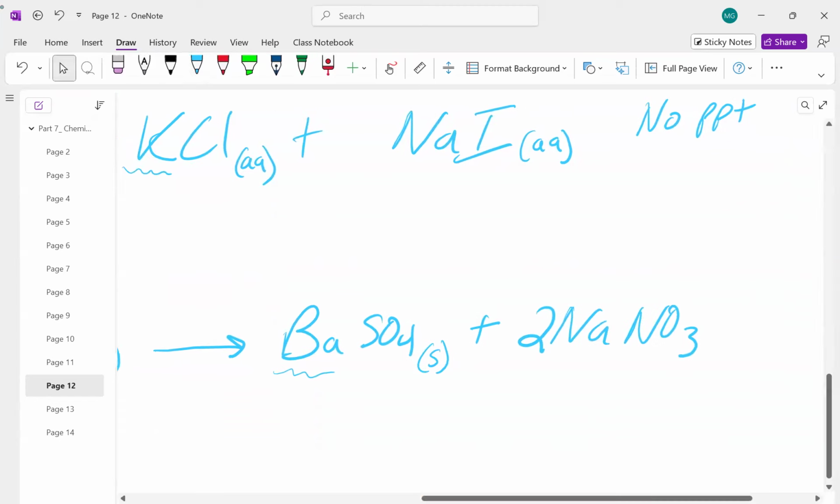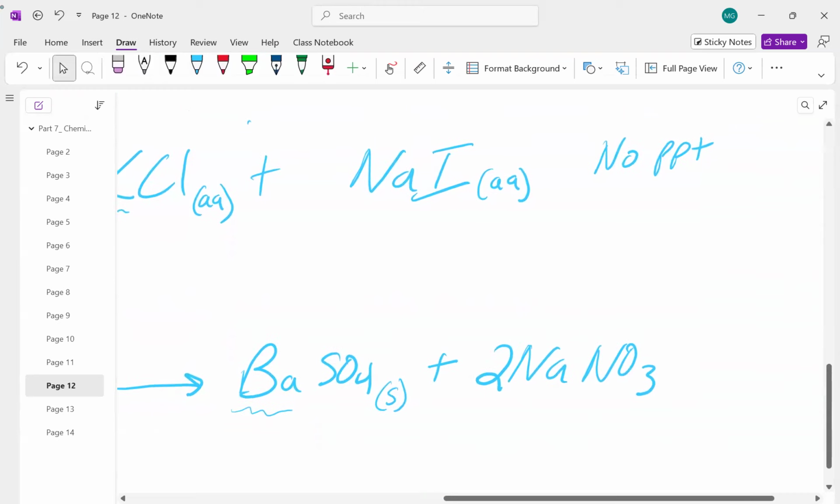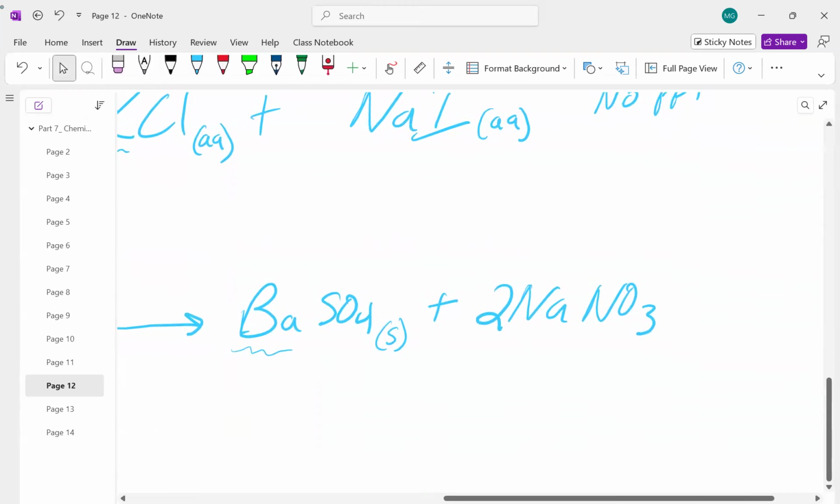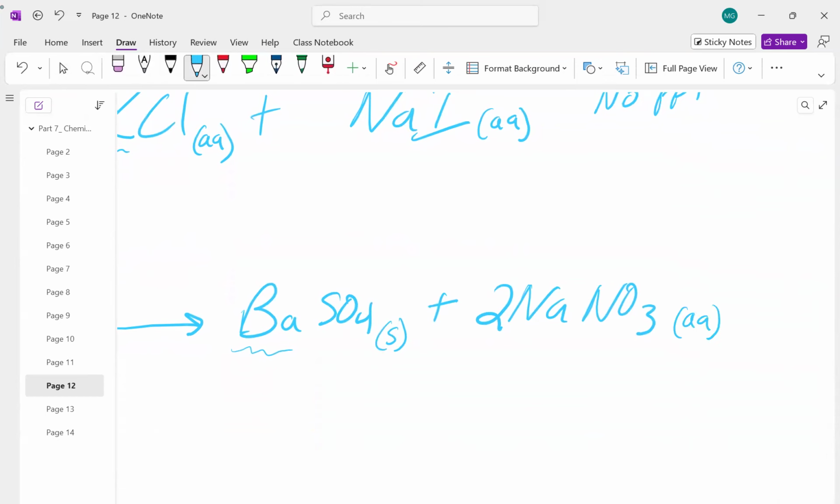And how about sodium nitrate? Well, if you remember from the previous example, all compounds containing sodium cations, there's no exceptions, they're always soluble. So this will stay dissolved in water.